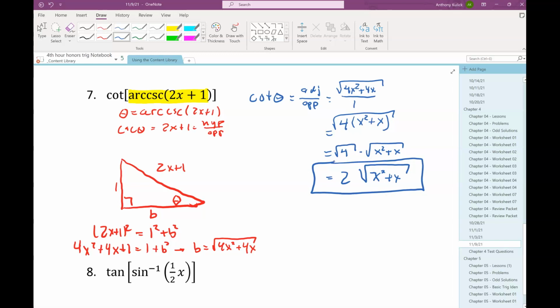And I guess you could have done that simplifying at lots of different points. I just waited to the end because I didn't even know that I was going to need it. Maybe I won't need the square root of 4x squared plus 4x. I'm just not going to worry about simplifying until I have to simplify it. But you could have done it whenever.